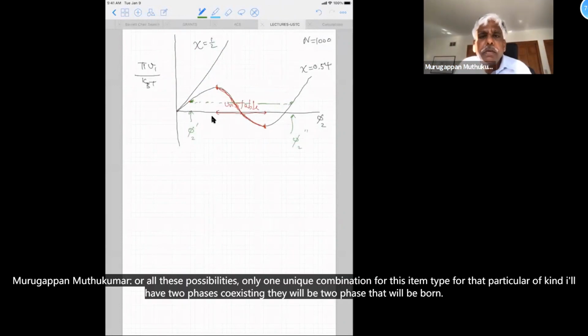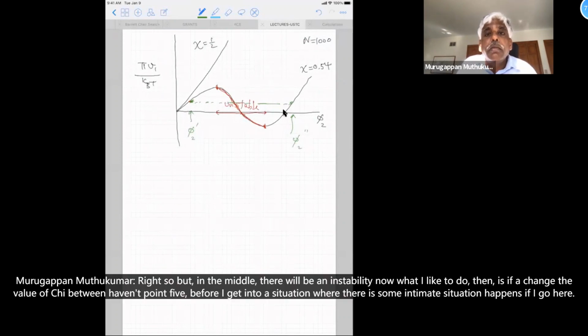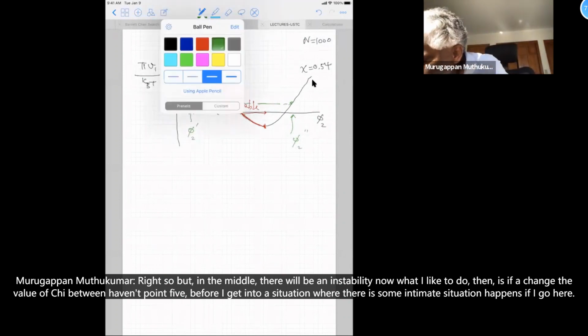Out of all these possibilities, for that particular value of chi, there is only one unique combination where two phases coexist. There will be two phases that will be born, right? But in the middle, there will be an instability. Now, if I change the value of chi between a half and 0.54, I get into a situation where some intermediate behavior happens.